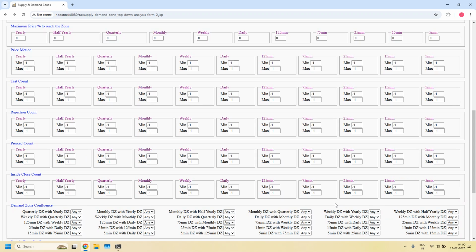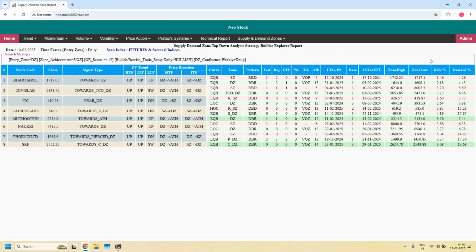What is LTF daily? What is ITF weekly? So that's why I am setting the filter: daily demand zone with weekly demand zone confluence. With this filter, I got 8 stocks from the previous list. In all these 8 stocks, the daily zones are overlapped with weekly zones, and the weekly trend is up in all these stocks, the ITF trend.